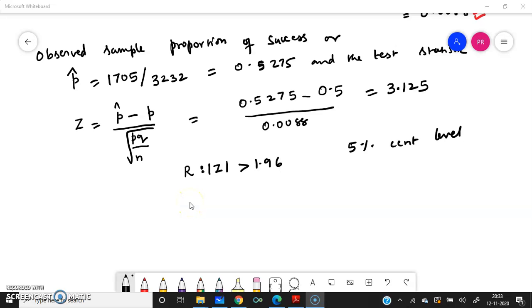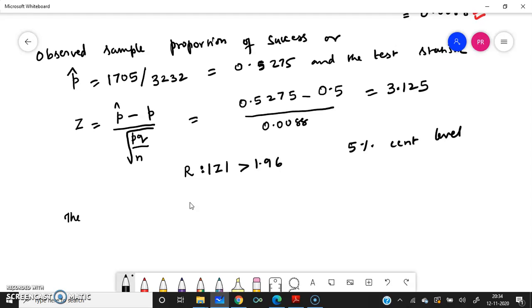Z value at 95% confidence level, that is 5% level of significance. So we can remember this, no need to see the table again and again. That is 1.96. Here it is 3.125, that is greater than 1.96. So we have to take the decision accordingly. At the 5% level, because it is greater, we have to reject the null hypothesis.